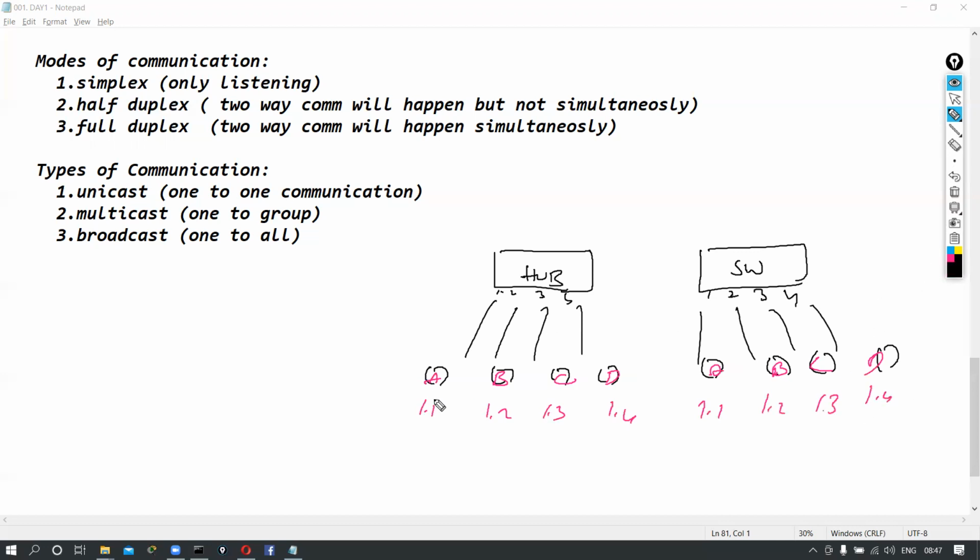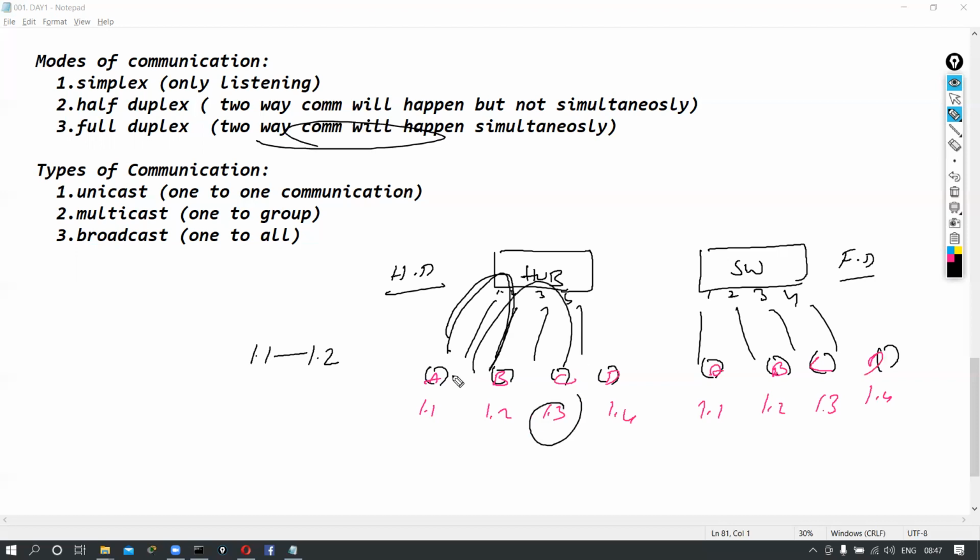Now see guys, by using a hub, multiple users can't communicate because it works like half duplex. A switch works like full duplex. That means all the guys can communicate simultaneously, but here not. Only one at a time: 1.1 is communicating with 1.2. Once that communication is done, only then can 1.3 communicate with 1.1. That means multiple users can't communicate by using a hub. Communication from one device to multiple devices is possible by using a switch only. Clear now?